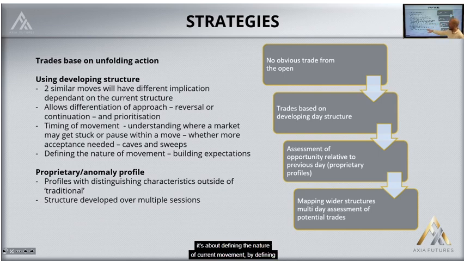So like I said, it's about defining the nature of current movement. By defining what's currently happening, you get a much better expectation of what's about to come, and you can then trade from there. We'll go through, as I say, some more of what I call proprietary or anomaly-looking profiles that just ultimately don't match standard stuff, and distinguish what the characteristics of those are. And this is a piecing together of different bits of information that builds these kinds of ideas.